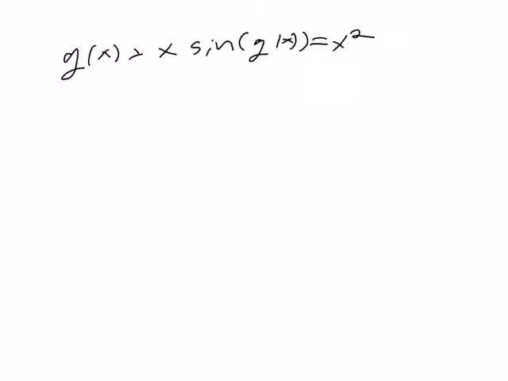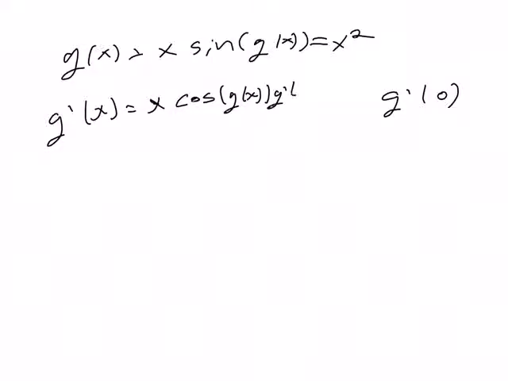We want to find f prime of 0. We're not given any other information, so let's see how this happens. So g prime of x plus x times cosine g of x, g prime of x, plus, I'm going to have sine g of x is equal to 2x.